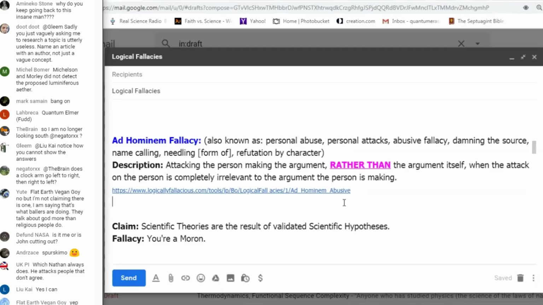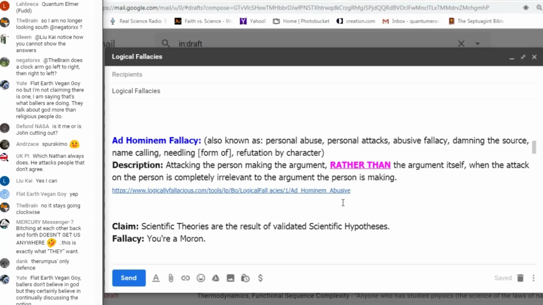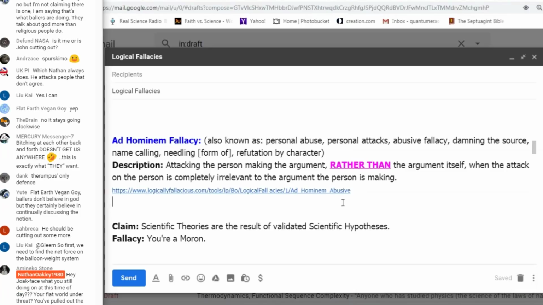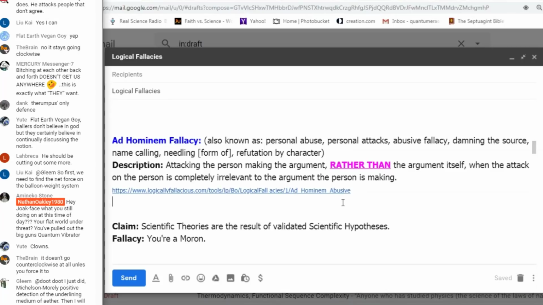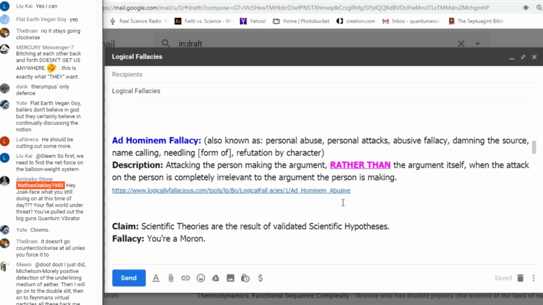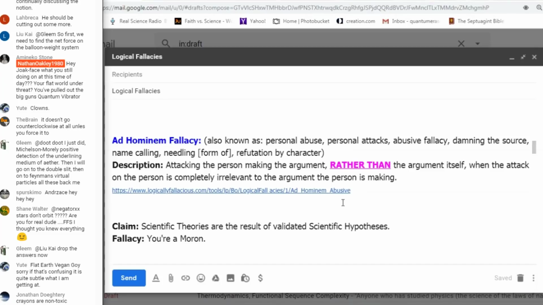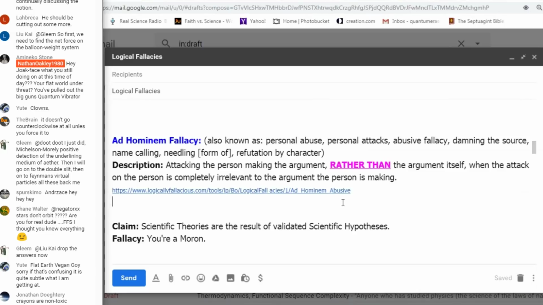So, as an example, if you take the claim and substitute it slightly and say, scientific theories are a result of what teachers say in schools. And then the reply is, you are a moron because scientific theories are a result of validated scientific hypotheses. So, in other words, it's not an ad hominem if you are pointing out that the statement made is moronic, making the person making it a moron. That's not ad hominem. It's backed up by their own nonsense.